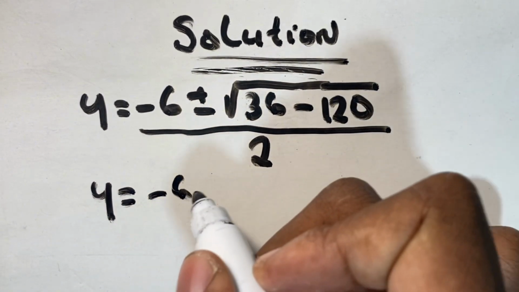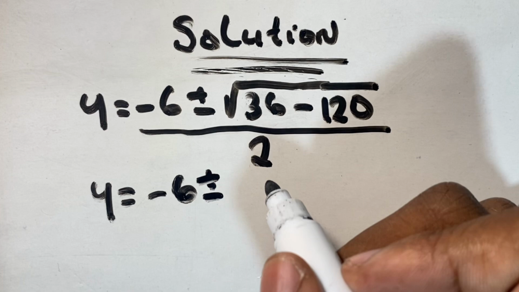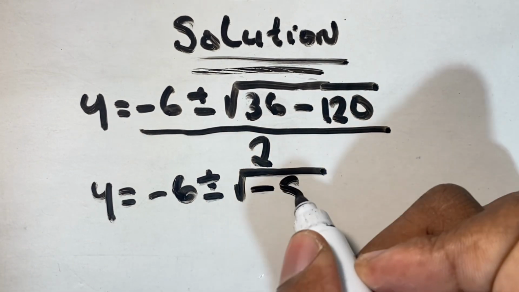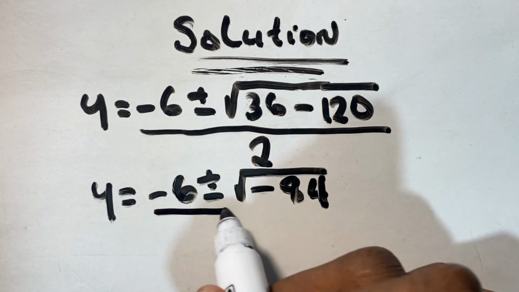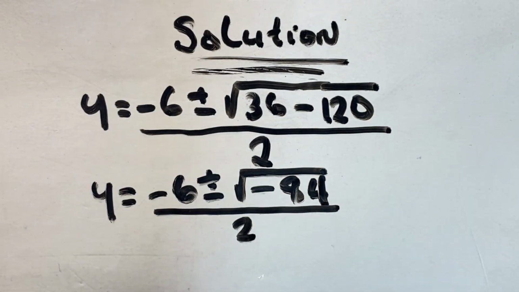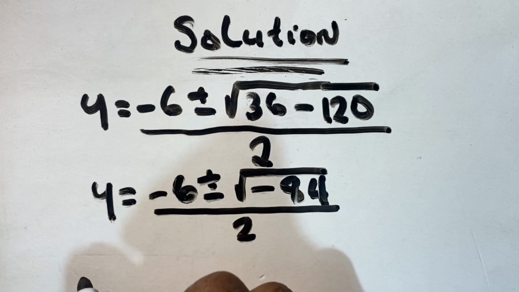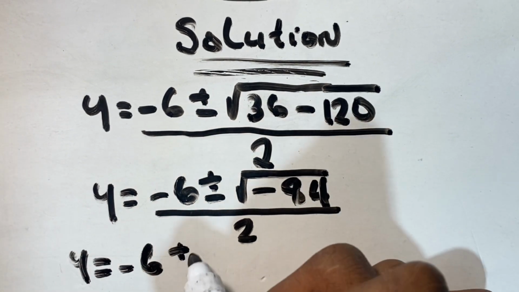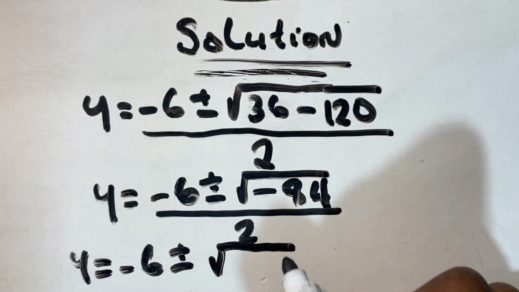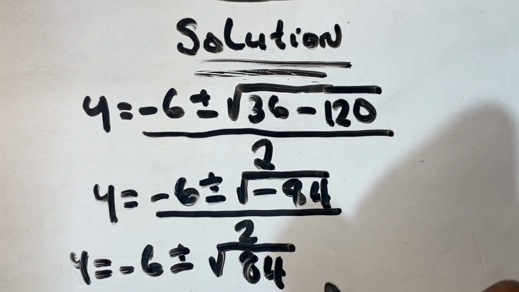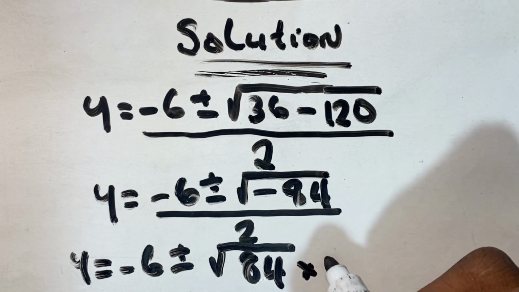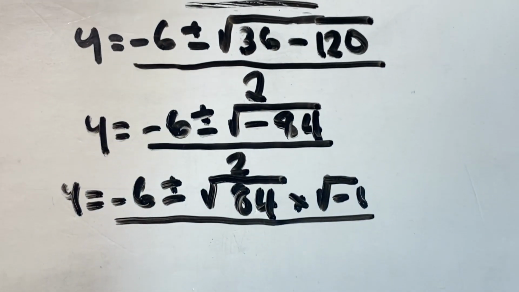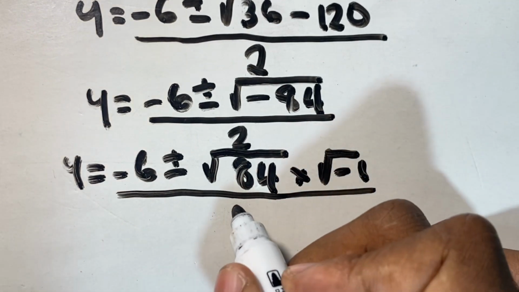So just to work out what we have here, we have y is equal to negative 6 plus or minus the square root of 36 minus 120. So 36 minus 120 is going to give us negative 84. So we have negative 6 plus or minus the square root of negative 84, all over 2. So then we would have y is equal to negative 6 plus or minus the square root of 84 times the square root of negative 1. So we factor out negative 1 in this situation, and we have all of this over 2.